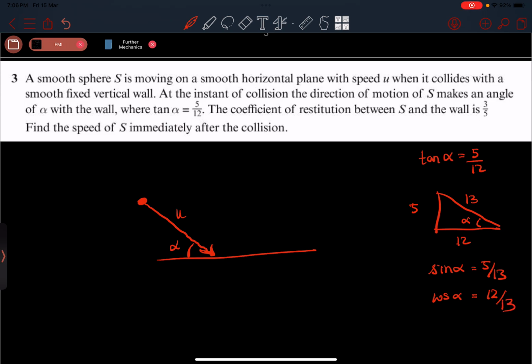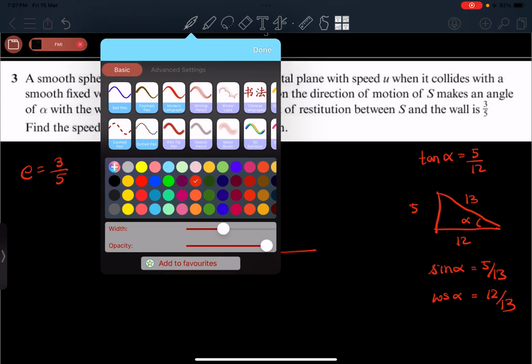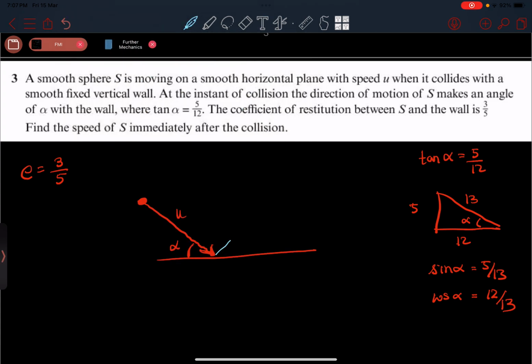The coefficient of restitution is 3 over 5, so we know e is 3 over 5 between the wall and the ball. We have to find the speed after the collision. So what we are trying to find is V.